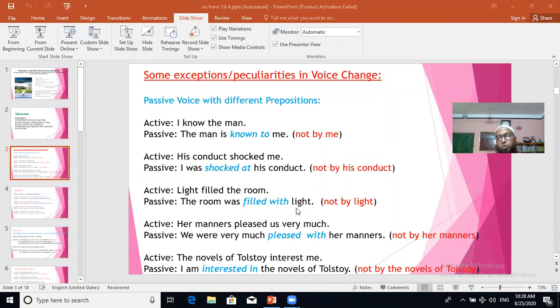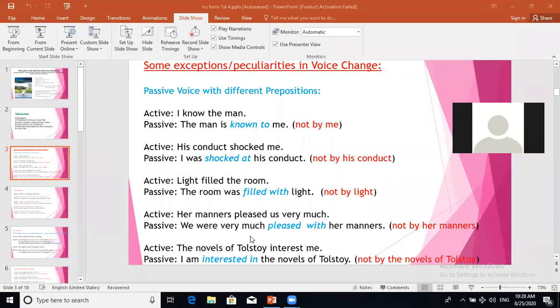You should take care, students of the English department. You should not make mistakes in this type of voice change. Her manners pleased us very much. In passive voice, you see, we were very much pleased with her manners, not pleased by. And the last one, the novels of Tolstoy interest me. The novels of Tolstoy interest me.